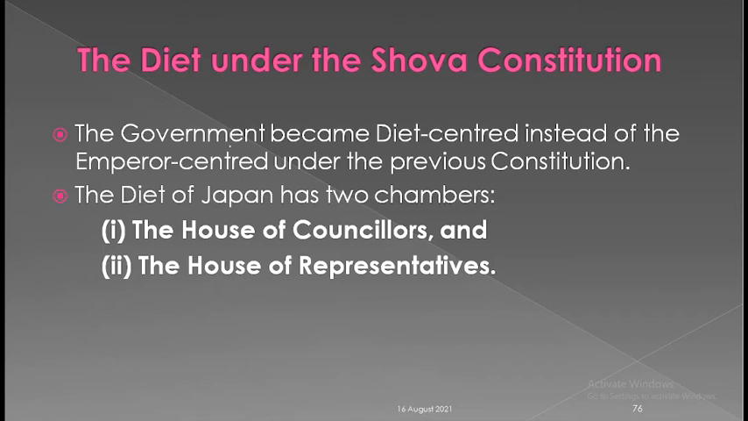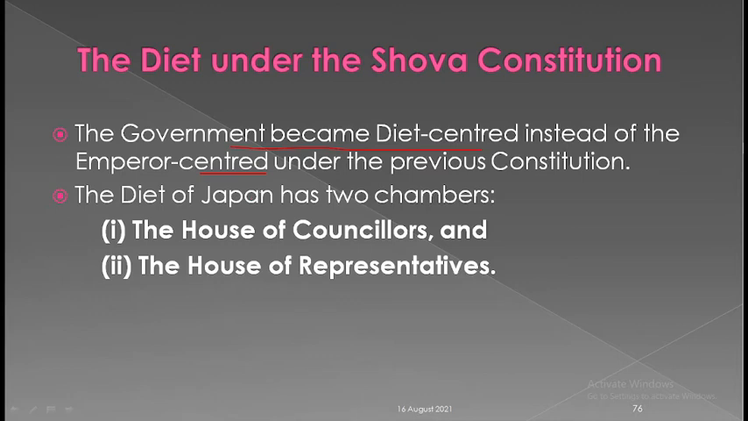In other words, the government became Diet-centered instead of Emperor-centered under the previous constitution. Under the Meiji Constitution, power was Emperor-centered. But under the Showa constitution, the government power became Diet-centered. The Diet, or the parliament, became the highest authority in the country.